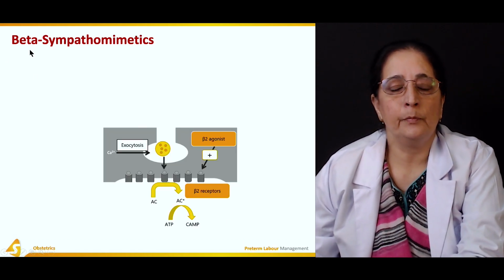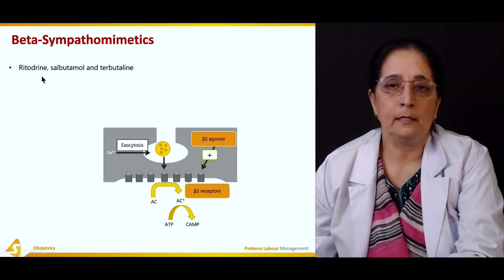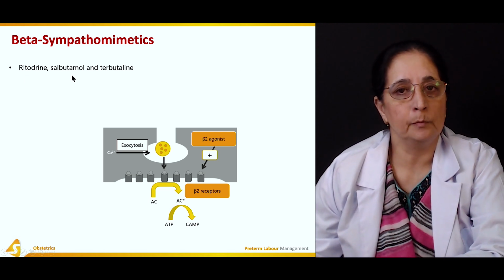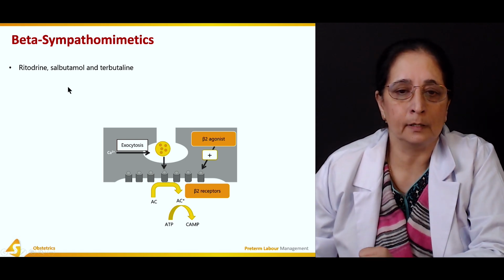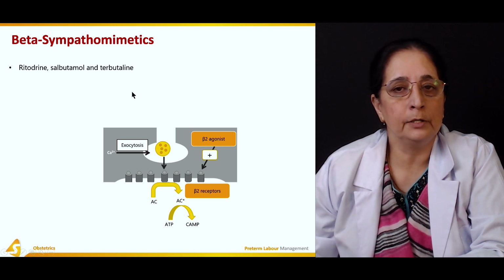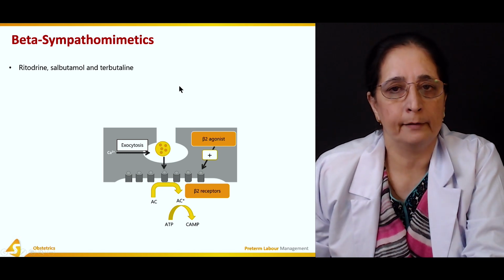First, the use of beta sympathomimetics. These are drugs like ritodrine, salbutamol, and terbutaline. These are drugs also used for asthma, and salbutamol and terbutaline are all used for the asthmatic attack or for patients who have asthma.